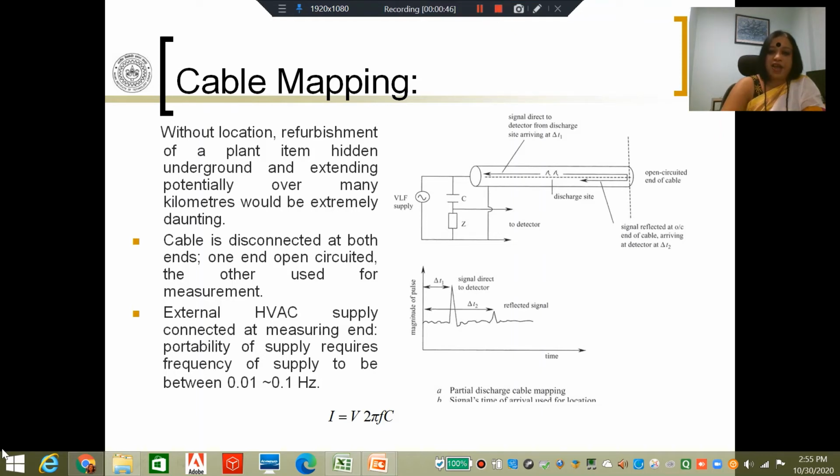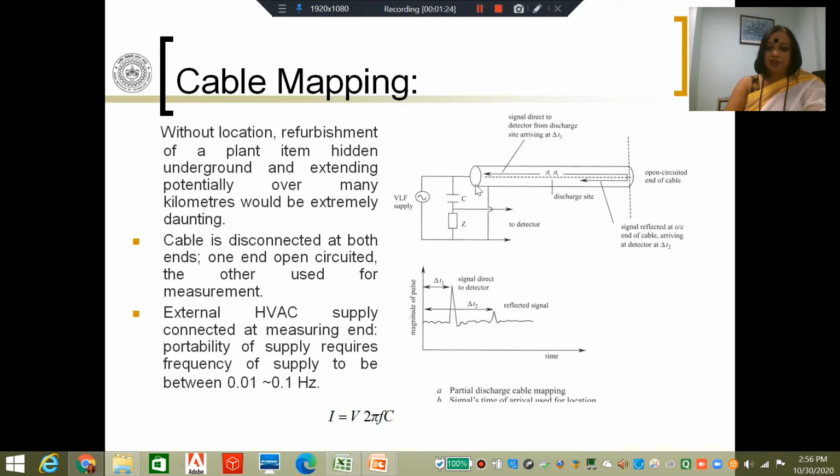And therefore, we have this cable mapping technique, which is very extensively used. You have the cable, and the cable is disconnected at both ends. One end of the cable is open circuited, and the other end is going to be used for measurements. We connect an external high voltage AC supply at the measuring end. Because we want the supply to be portable, it is better to have a low frequency supply. The portability of the supply requires the frequency of the supply to be between 0.01 to 0.1 Hertz.